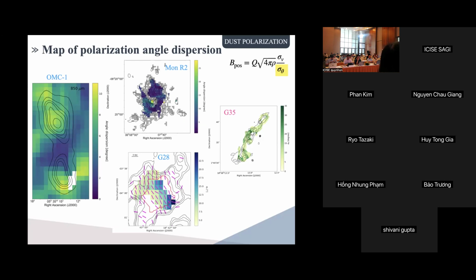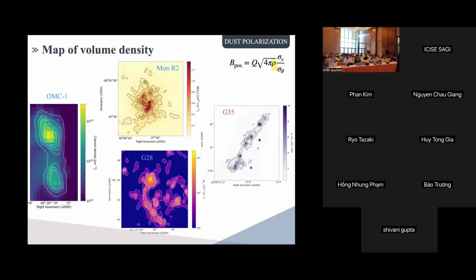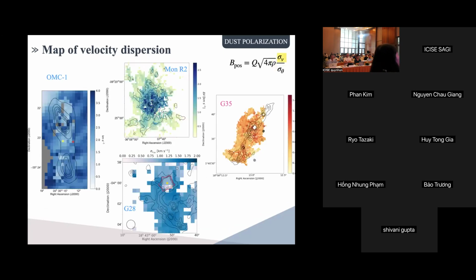We can see that the high density regions usually show high angular dispersion. So as density increases, the magnetic field lines twist. This is the volume density. For the DCF method, we need other factors: density and velocity dispersion. I estimated the volume density from the dust emission using the blackbody function. For the velocity dispersion, we use the C18O or N2H+, or in the case of the ALMA data, we use the H13CO+ data to show the velocity dispersion.